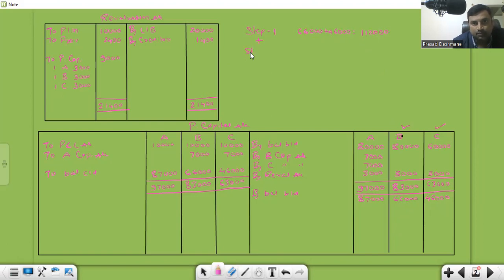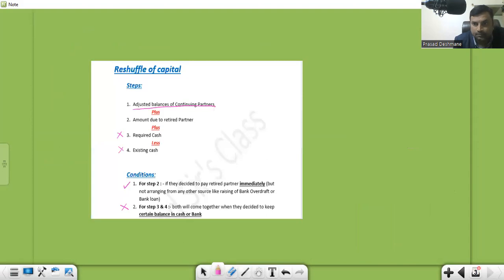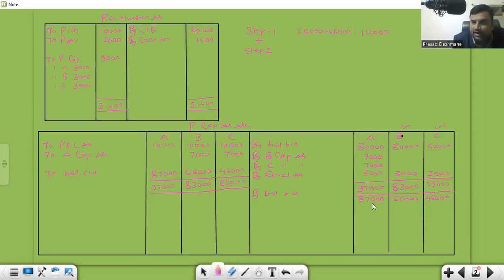Plus step 2, as we already discussed, we are going to consider 2 steps in this sum. So what is step 2? Amount due to retired partner. What is the amount due to retired partner? 87,000 that we just calculated. So 1,12,000 plus 87,000 is 1,99,000. This is the new capital of the firm.